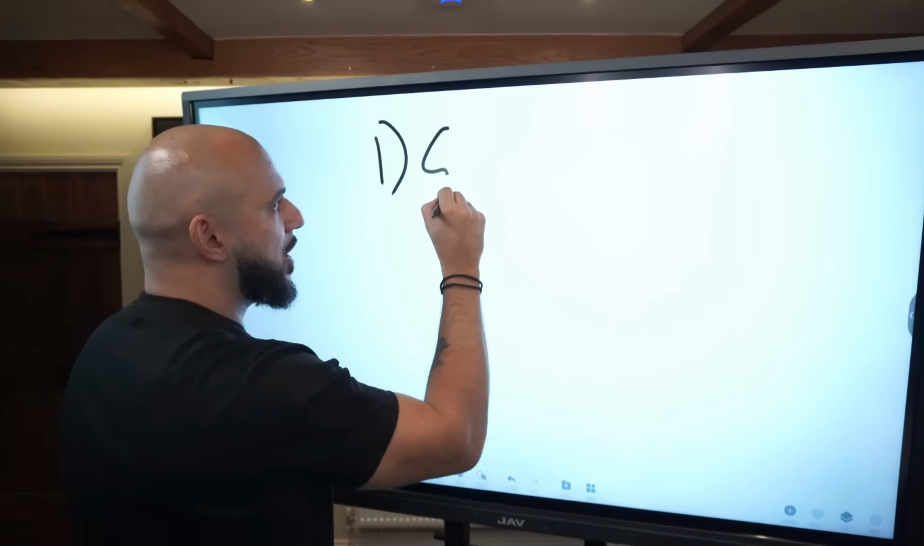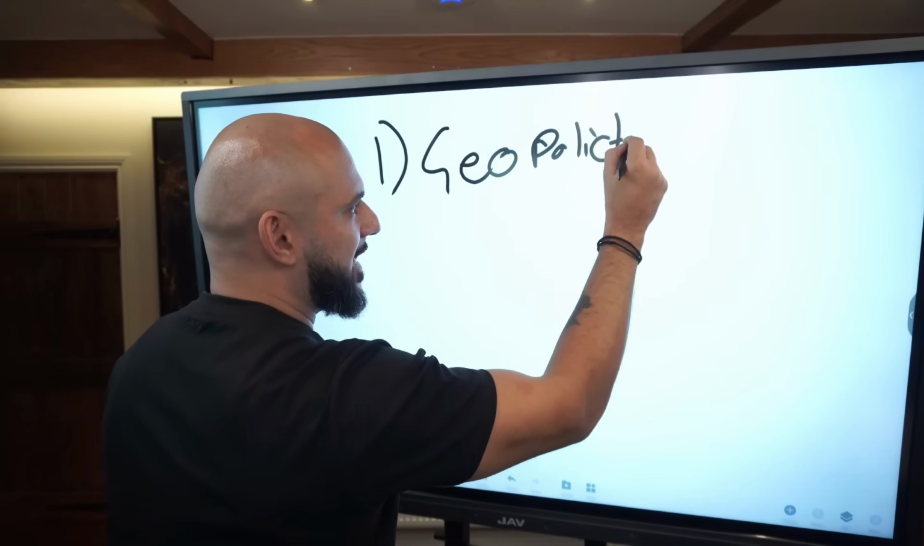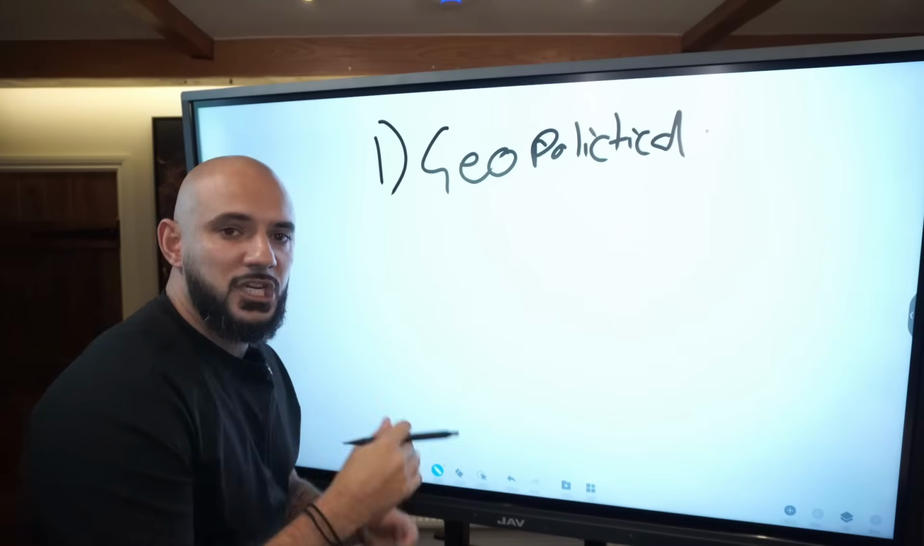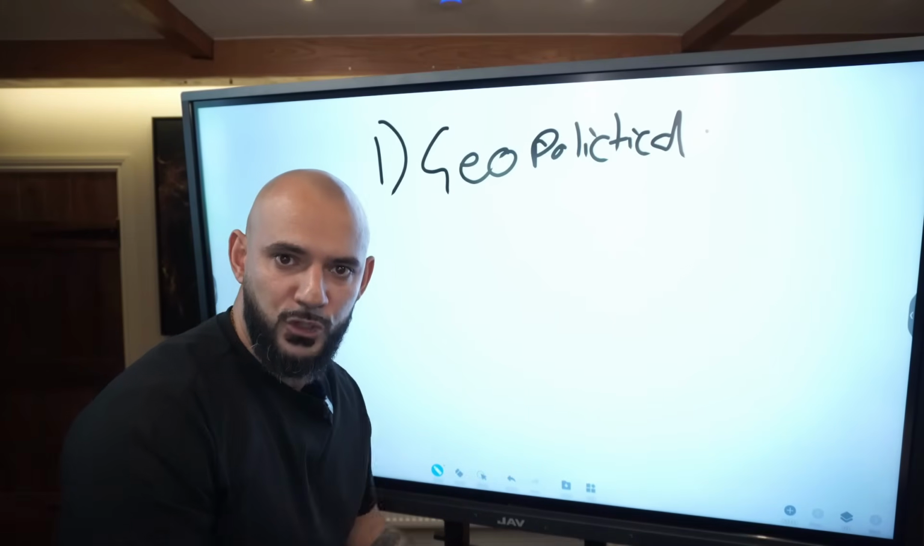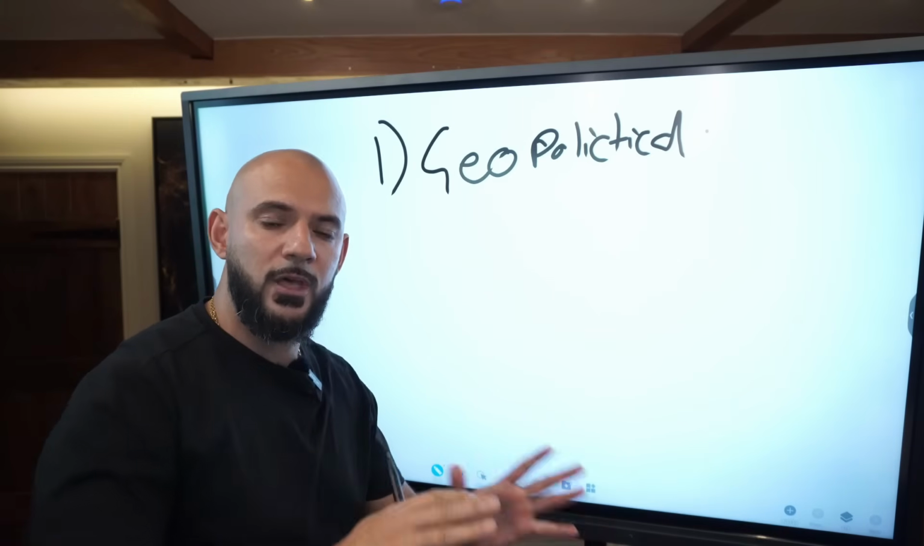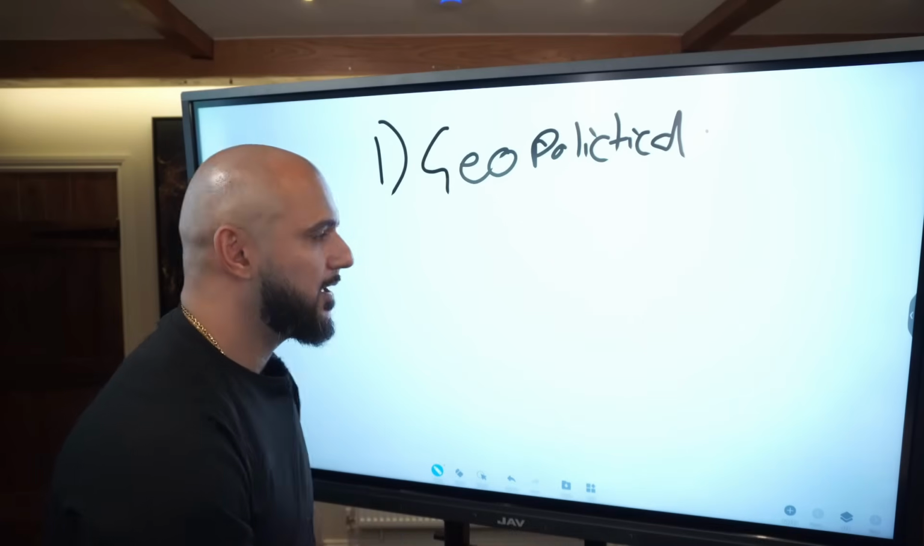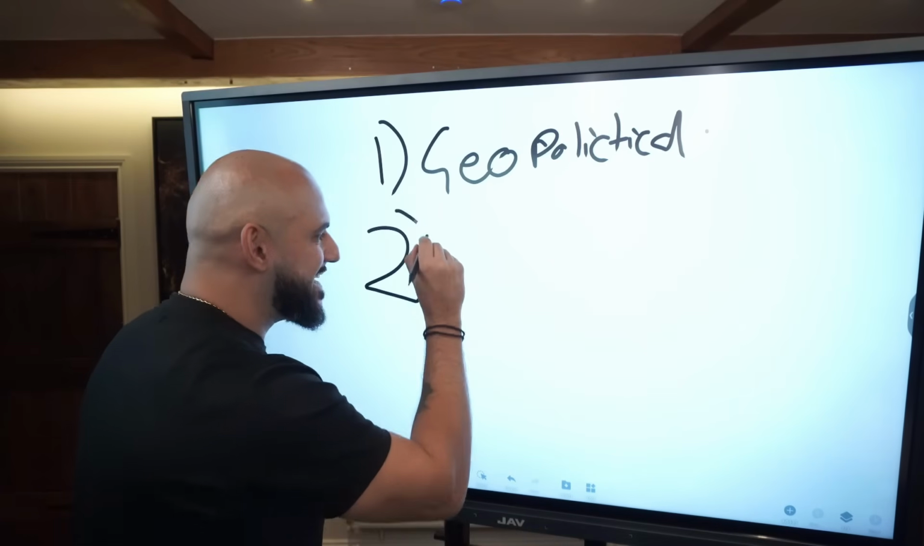One, geopolitical. Well, what's going on? Geopolitical problems. We've got wars going off, haven't we? We've got Ukraine, Russia, you've got Hamas, Israel, and all those fun and games, okay? That's one reason why gold goes up, the main reason.